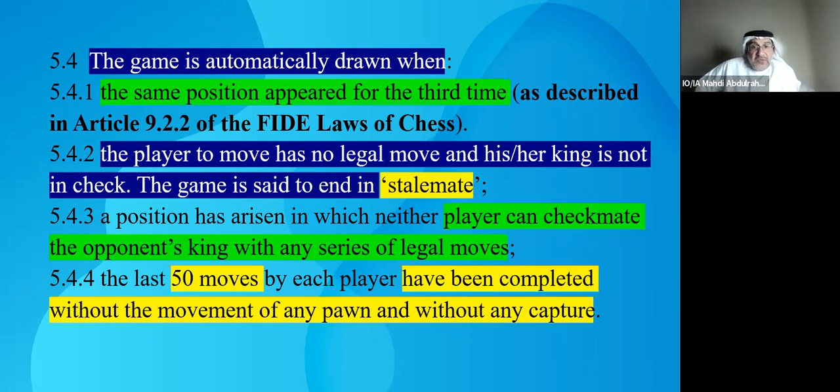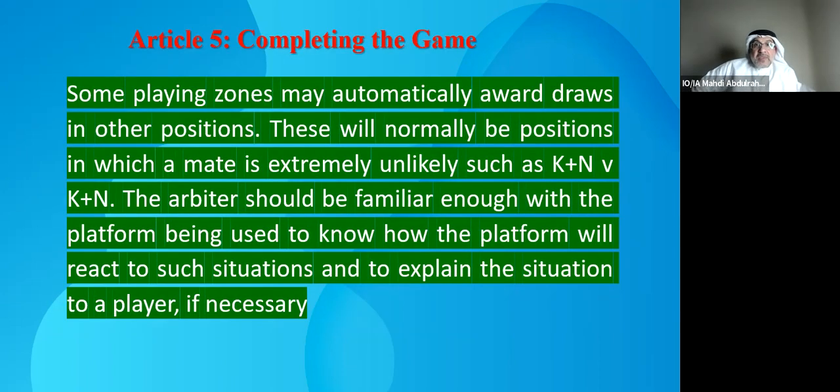The last 50 moves by each player have been completed without the movement of any pawn and without any capture. Even here on the platform, some platforms have the 50-move rule, some do not, so we have to be careful about it. In some cases the platform may automatically award a draw in other positions, normally positions where a win is extremely unlikely, such as king plus knight versus king plus knight.